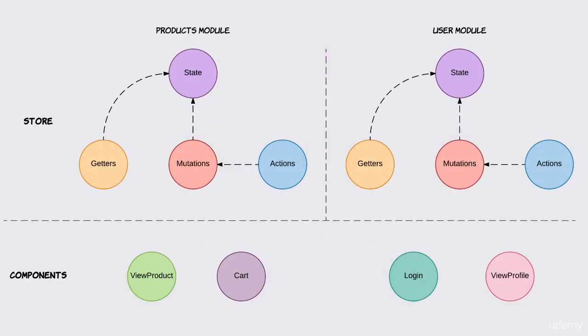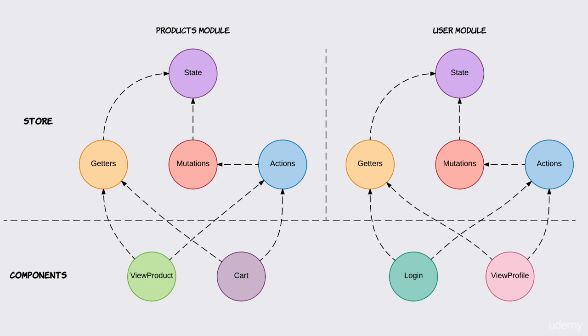So, expanding on the example from before, we could divide the store into two modules, a products module and a user module. This would make everything simpler to understand and maintain, because features that are related to user management would no longer be mixed with features such as adding products to the cart, features that are not related in any way. So this would enable us to separate the concerns of the application and group the functionality by features.